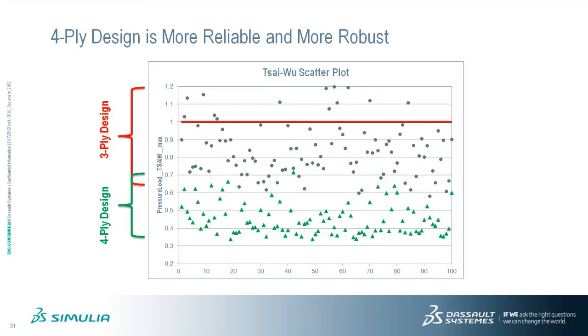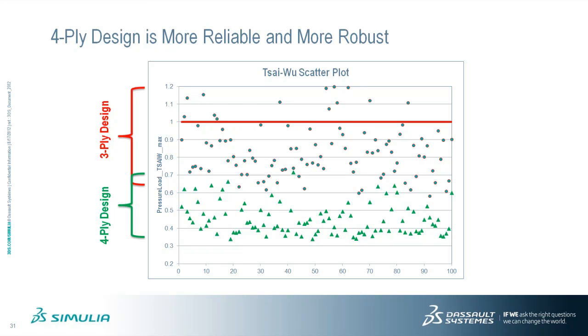So we have reliability and robustness. Reliability is if it's going to pass. Robustness is what the scatter is. For the same amount of variation of input, our 3-ply design has a lot more scatter. With the same amount of variability in input, our 4-ply design has a lot more consistent performance. It has less scatter. So what does that mean in the field? What does that mean in reality?